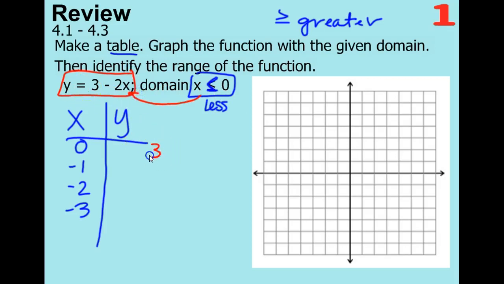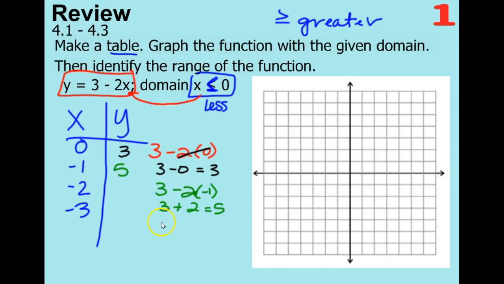So first it says 3 minus 2 times x, which is 0. Now if we follow the order of operations, we are multiplying here, so 2 times 0 is 0. So 3 minus 0 is still 3. Then if we plug in a -1, 3 minus 2 times x, which is -1. Multiplying first, -2 times -1 makes a +2, so 3 plus 2 is 5.